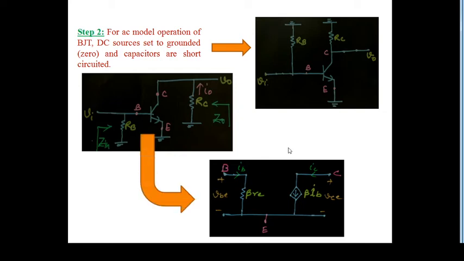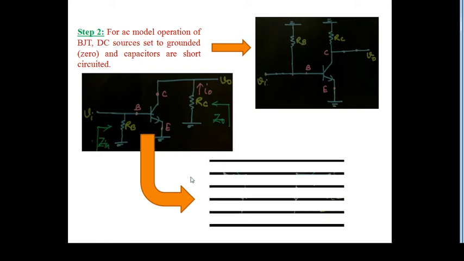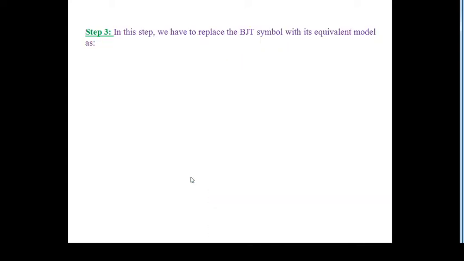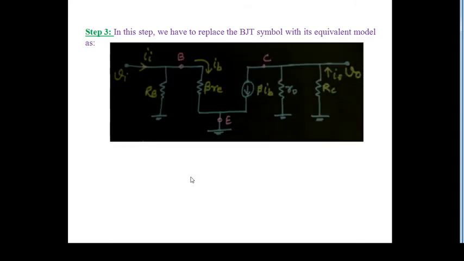So instead of this BJT, we are just making this model, beta RE, beta IB. Okay, so after that it becomes very simple. So in this third step, we have to replace the BJT symbol with the equivalent model. Okay, so how does it look? Clear? Just RB here, RC here, and this R naught is the output impedance of a BJT.